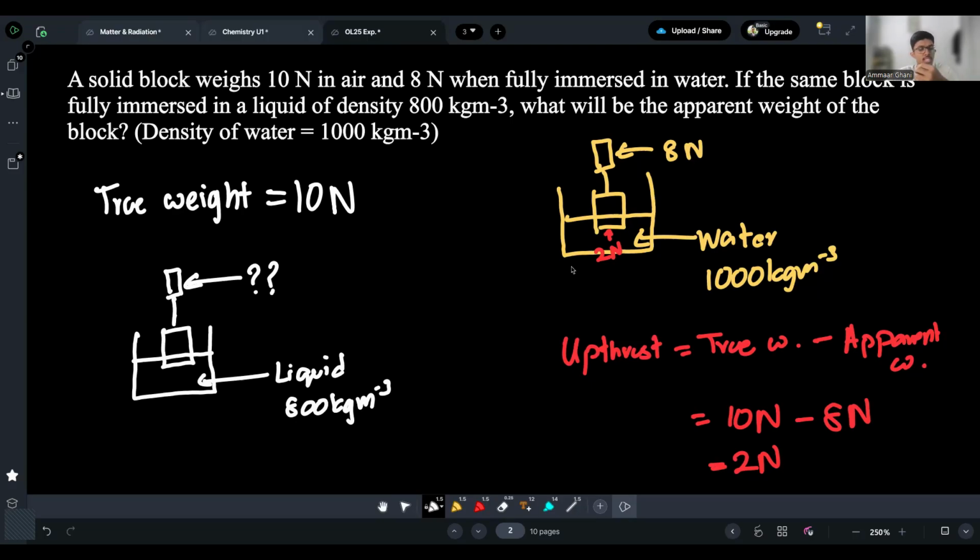So thinking about some logic, we have the equation upthrust equals true weight minus apparent weight. So we know true weight already. They are asking us for the apparent weight. So if we find upthrust, we can find the apparent weight using this equation. So let us find a way to find the upthrust. We have some data, which is the density of water, the density of the liquid, and the upthrust of water. Using this, we can write down a ratio.